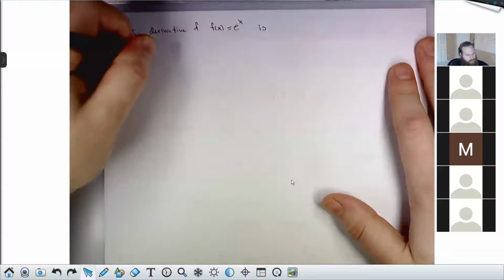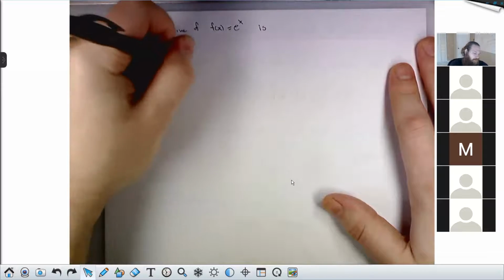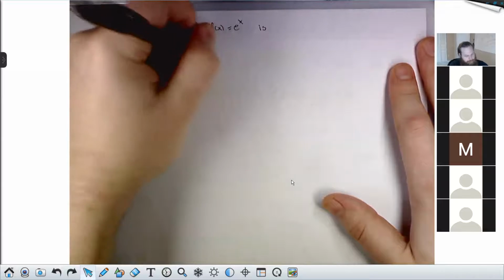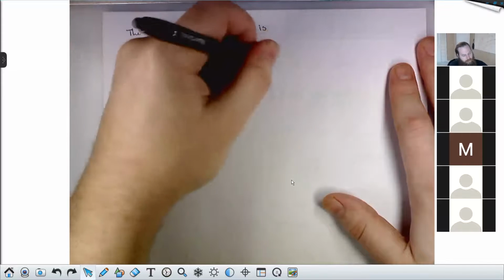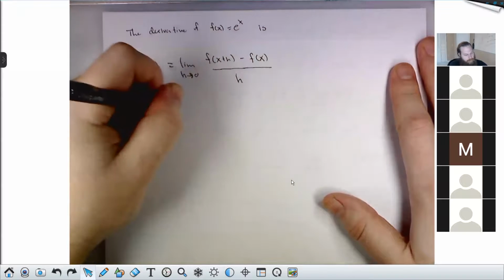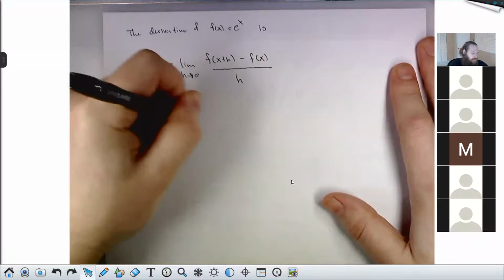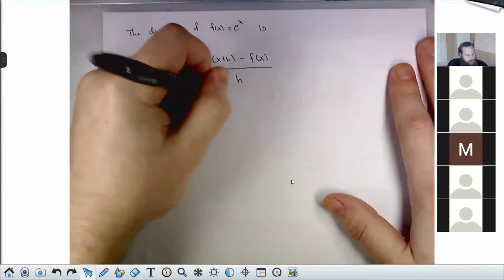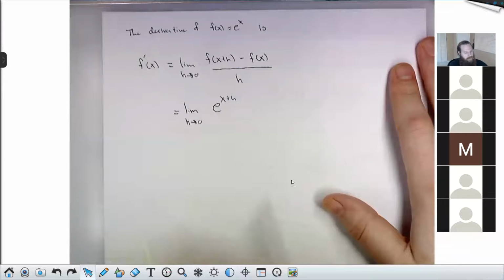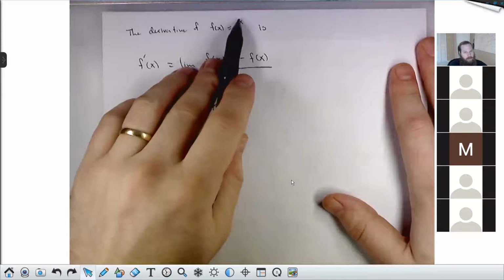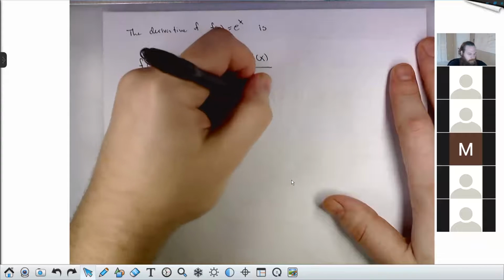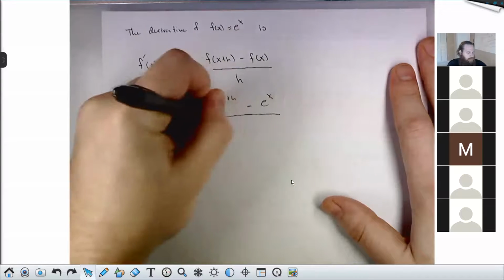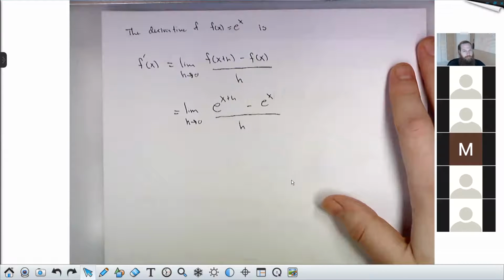f prime of x is always the limit as h goes to 0 of (f of x plus h minus f of x) all over h, which for this function is the limit as h goes to 0 of e raised to the power of x plus h, because f of x is e to the x, so f of x plus h is e to the x plus h, minus f of x, which is e to the x, all divided by h. Now remember that rule for exponents that I had written down over here just a second ago?